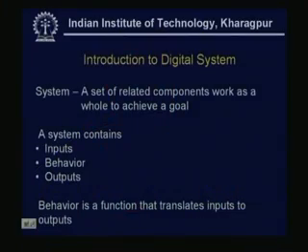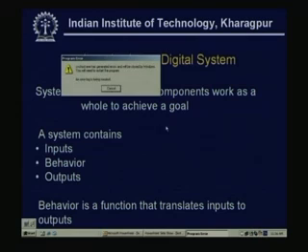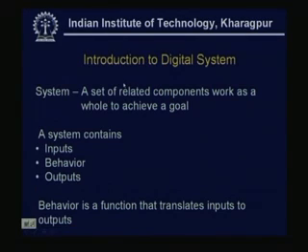So first we see what we mean by a system. A system can be defined as a set of related components that work as a whole to achieve a goal. What do related components mean? The system has different parts, but when they actuate as a whole, then it will be actuated as a whole to achieve a goal.